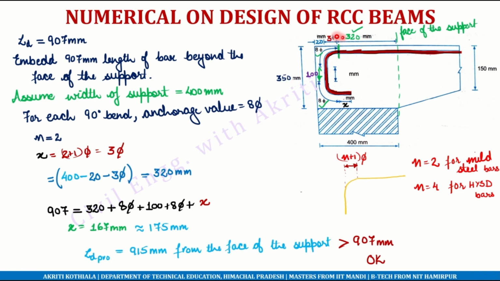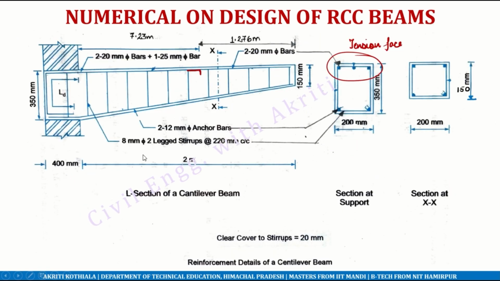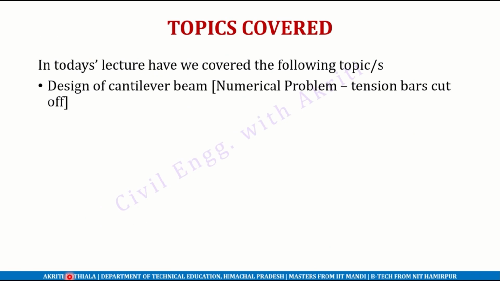You have to provide this detailing as well at the end of the question. We are providing 8 mm two-leg stirrups at distance 220 mm center to center. Width of the support has been assumed to be 400 mm. The distance of curtailment from the face of the support is 7.23 mm. So this is the detailing which we have to provide at the end of the question. So in this question, we covered cantilever beam with the tension bars cut off.